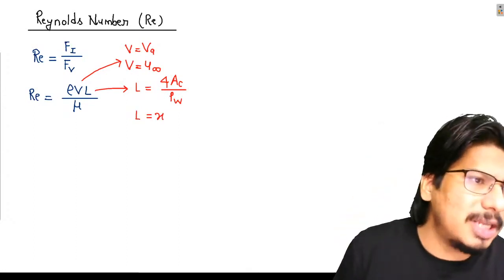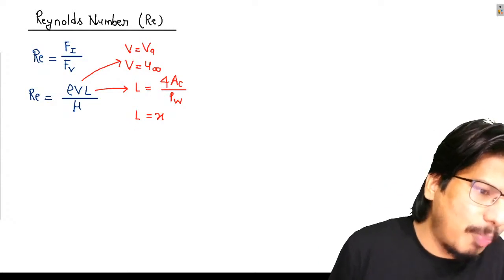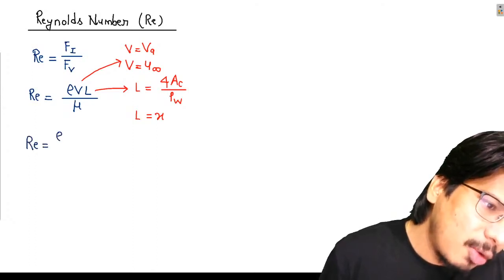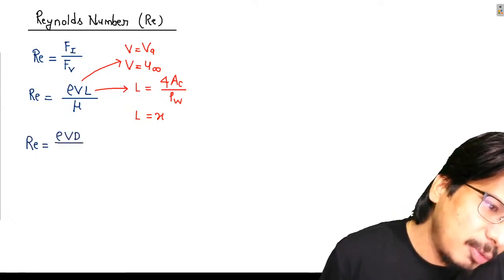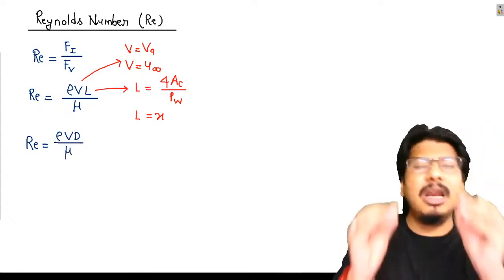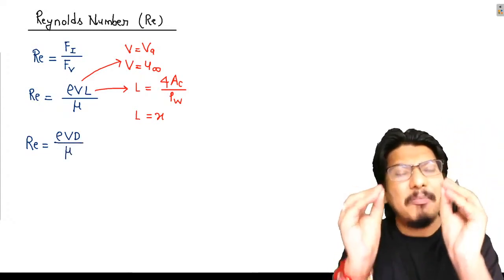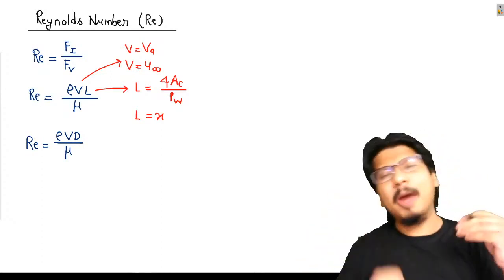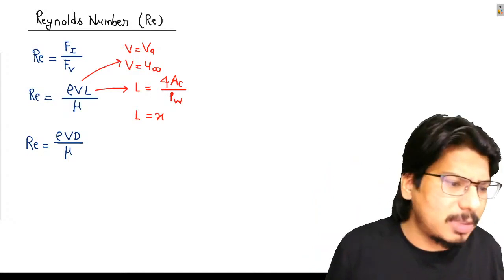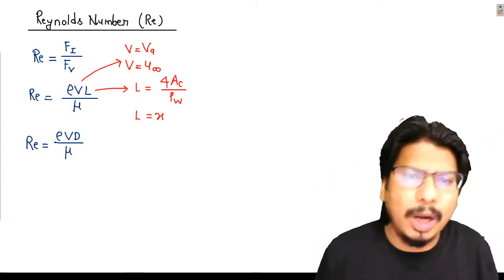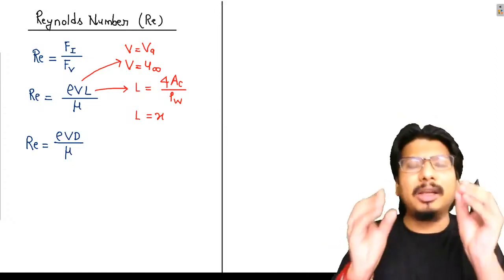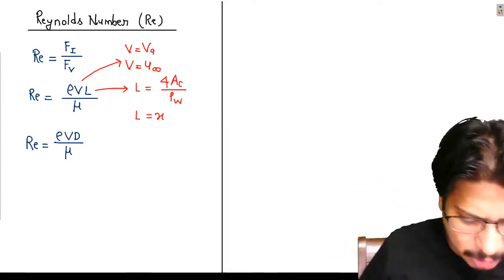Now listen carefully, my friends. For flow through pipe, the formula of Reynolds number was rho average velocity D by mu. Now listen carefully. What is the main function of Reynolds number? What will Reynolds number be telling us? Can anyone in the class tell me? Type in chat box.